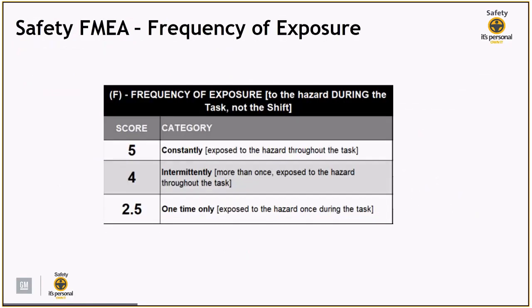So we've updated our definition of frequency of exposure. So frequency of exposure, the values that the contractor can use are 2.5, 4, and 5, with the definitions respectively. 2.5 meaning only one time exposed to the hazard during the task. 4 being intermittently, which is more than once exposed to the hazard throughout the task. And 5 being constantly exposed to the hazard throughout the task.